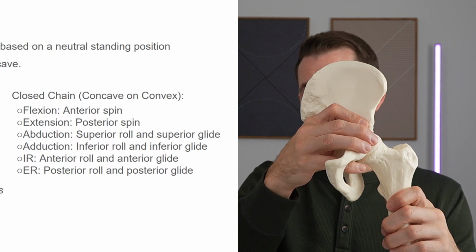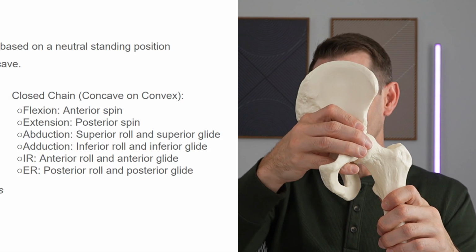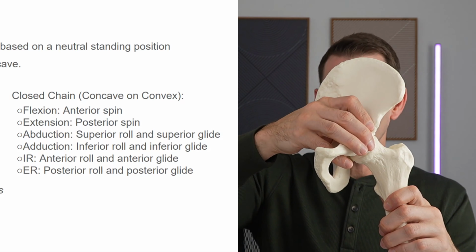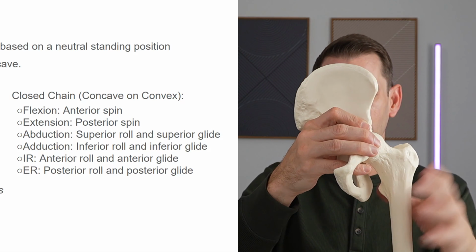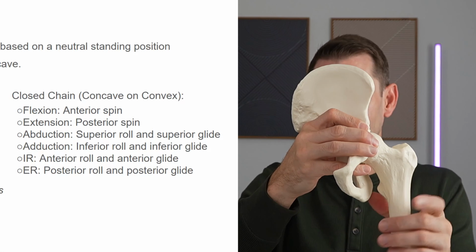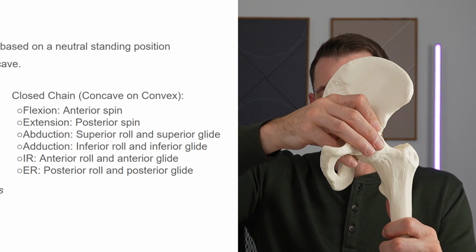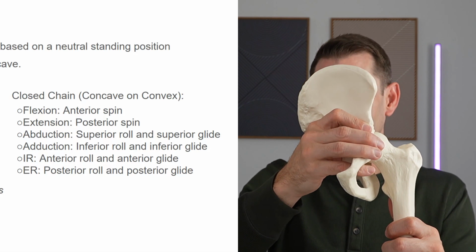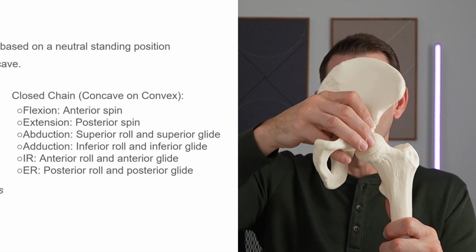All right, let's do adduction. So now we're going to take that opposite hip and we're going to drop it. As we drop that opposite hip, that's relative adduction because this angle is getting smaller on the opposite side. So that femur is coming closer to midline relatively. So again, dropping opposite hip, that is adduction closed chain. We're going to get now an inferior roll, an inferior glide, because concave on convex means that the roll and slide is in the same direction.